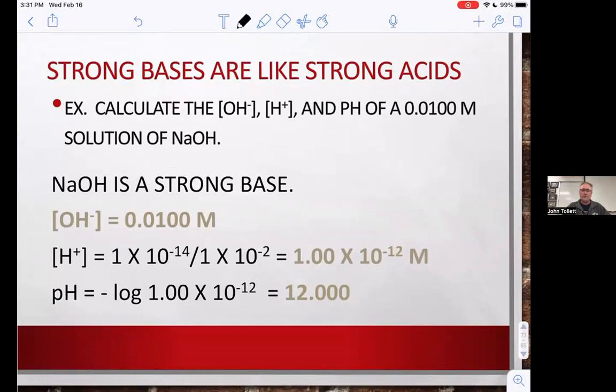You could certainly find the pOH, subtract from 14, find the pH, which you would then have, and then find the hydrogen ion concentration by taking 10 to the negative pH. It would take a little bit longer.